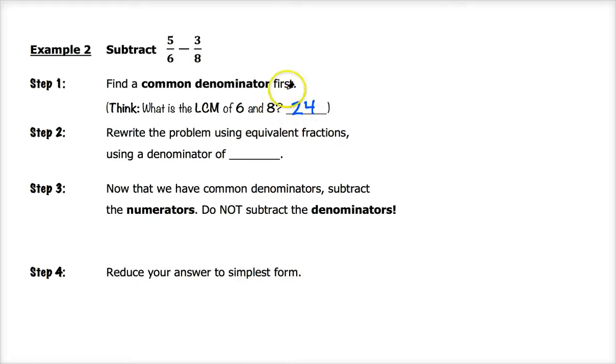So we're going to rewrite this problem using equivalent fractions, and we're going to turn both the 6 and the 8 into a 24. And so we're going to do that by some multiplication. So again, I'll recopy the problem. 5/6 minus 3/8. We can turn a 6 into a 24 by multiplying it by 4. Well, whatever you multiply the denominator of a fraction by, you have to also multiply the numerator by that. Otherwise, you're changing the fraction. Remember, we want to keep these fractions equivalent.